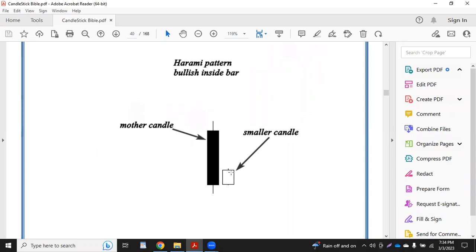Then it moves up a little bit first. When it moves up a little bit and you see this formation happen, this smaller candle, it tells you that price is likely taking off in the buy direction now. It's likely going to buy now. So that's why it's called a bullish harami. That's the reason why it's bullish.